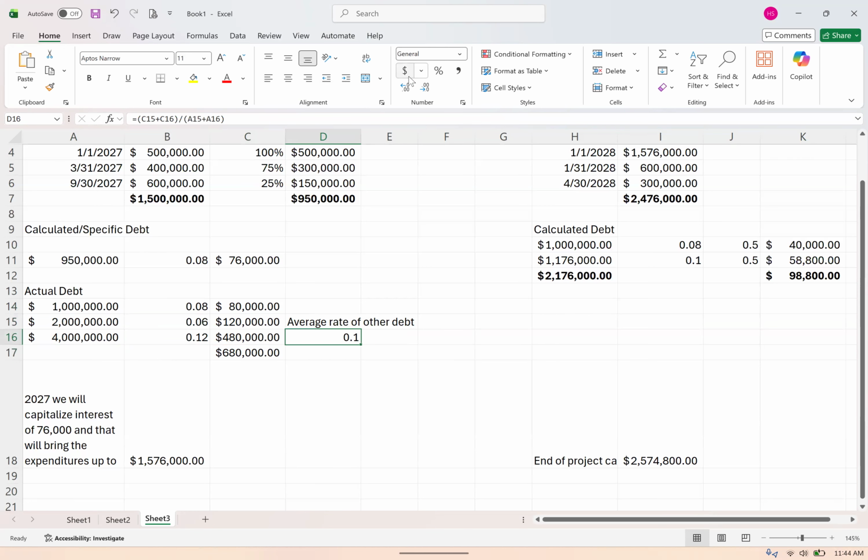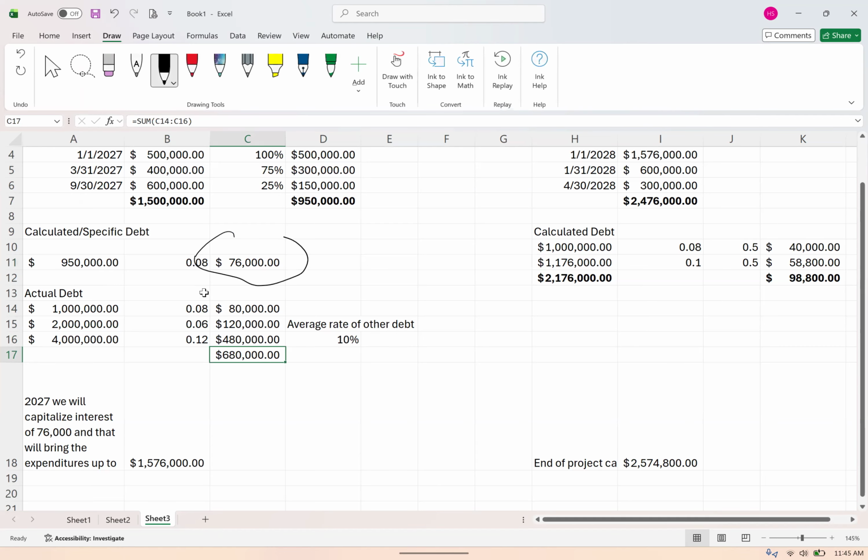Okay. So I will put that in percentage format. So that gives us 10%. Okay. We always have to pick the lesser of the two. Okay. So specific calculated debt, they had a weighted average accumulated expenditures of $950. We cannot use the 1.5 million because 1.5 million was not outstanding the entire year. This million times 8%, that's a whole year's worth of interest, but we didn't have that 1.5 million for the entire year. All right. So the specific calculated debt is lower than the actual debt. So we're going to pick the one that is lower.